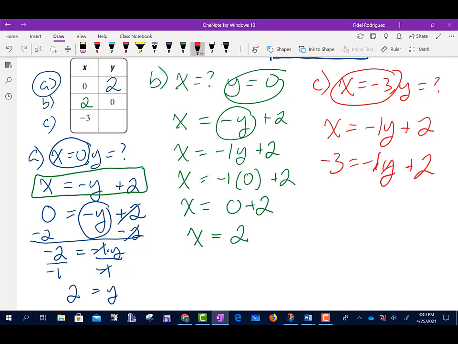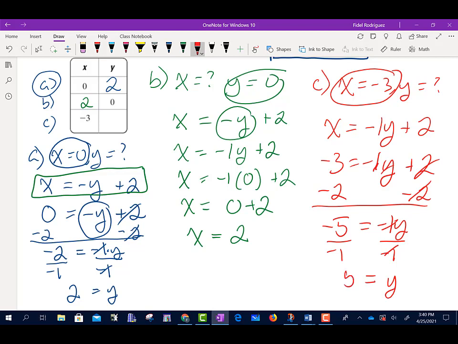Okay, so now, since I'm trying to solve for y, I'm going to go ahead and subtract 2 on both sides. So this is a negative 5 equals a negative 1y. And when I divide both sides by a minus 1, negative 5 divided by negative 1 is a positive 5, right? So I'm going to come back over here, and I'm going to put a positive 5.